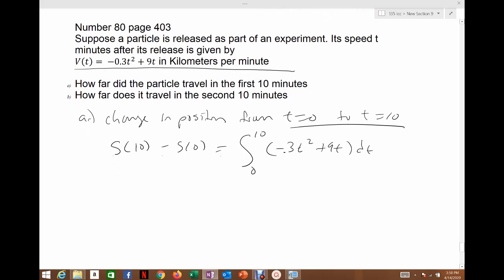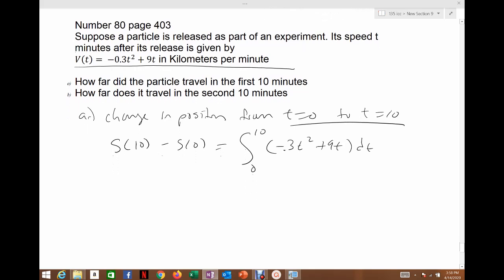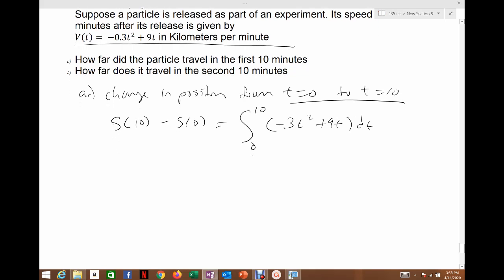This one I can solve on the calculator, or you could solve it by hand. Either way is fine. You could find the general antiderivative, plug 10 in, plug 0 in, and find the difference. But I'm going to solve it graphically. So I'm going to graph the velocity, negative 0.3 t squared plus 9t. I know I need to do 20 minutes, because I have the first 10 and the second 10.